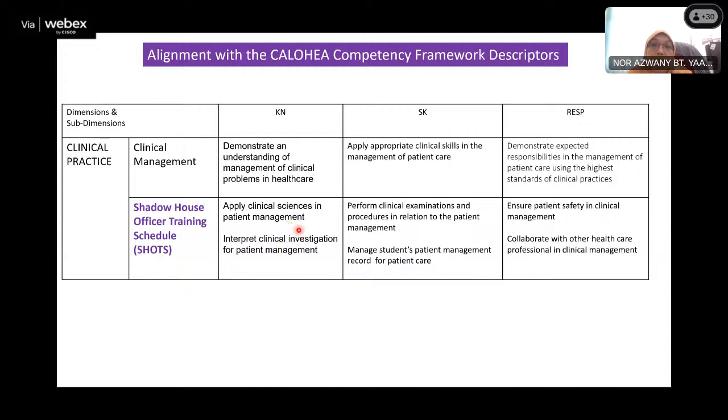In terms of the skill, the competency framework outlines that it is to apply appropriate clinical skills in management of patient care, and in SHOTS also they perform clinical examinations and procedures and manage the patient record. In terms of responsibility, it is to demonstrate expected responsibilities in the management of patient care using the highest standard of clinical practice. And in SHOTS, they not only have to ensure patient safety in their clinical management, but also have to collaborate with other healthcare professionals in clinical management.